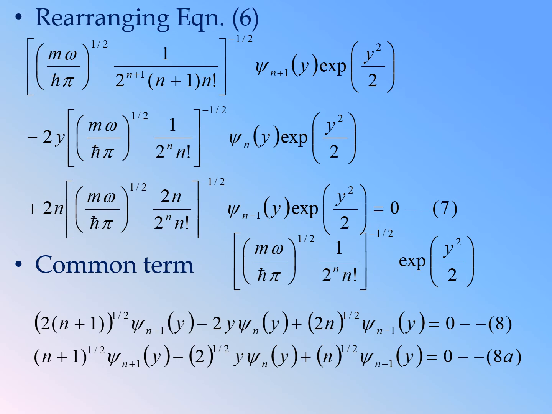If you take out that common term, then it becomes 2 into (n plus 1) whole power half psi n plus 1 of y minus 2y psi n of y plus 2n whole power half psi n minus 1 of y equal to 0. And also here 2 square root of 2 is common. So it is (n plus 1) whole power half psi n plus 1 of y minus 2 power half y psi n of y plus square root of n psi n minus 1 of y equal to 0.